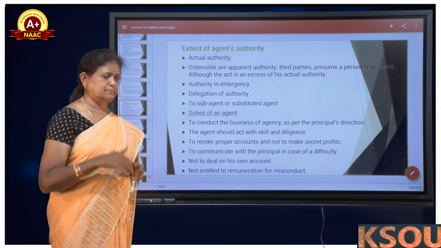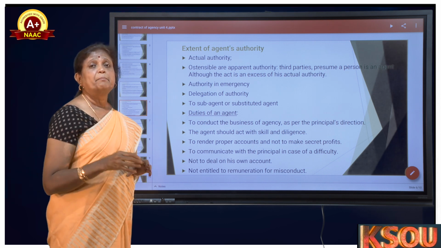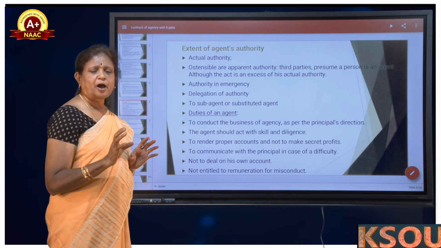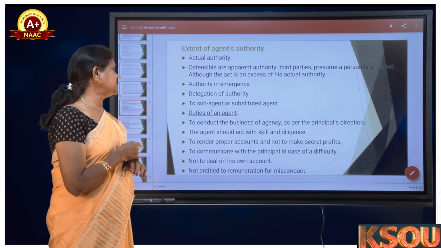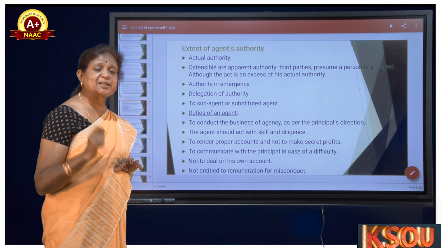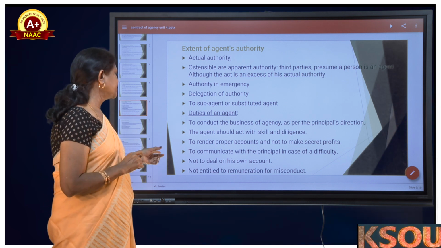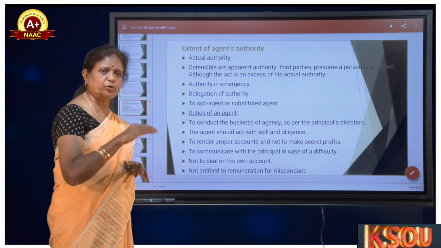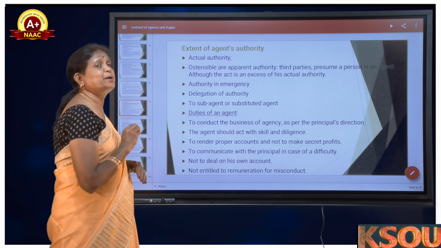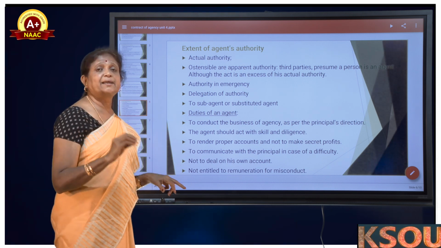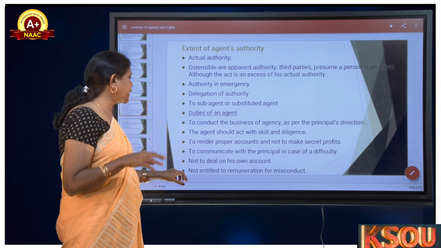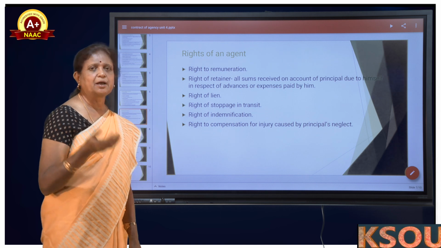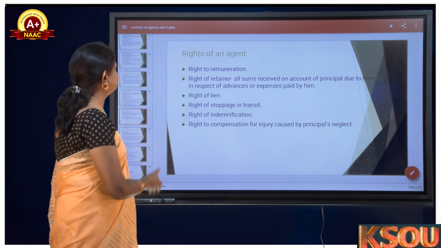That means any transaction which is of benefit to the agent cannot be done. And also, no misconduct or no loss is to be caused to the principal. So no personal profit can be made by the agent. And lastly, not entitled to remuneration for misconduct. If an agent during his course of agency has done any misconduct, then he cannot get remuneration from the principal, or else whatever acts were done by the agent, he will be remunerated for those acts.